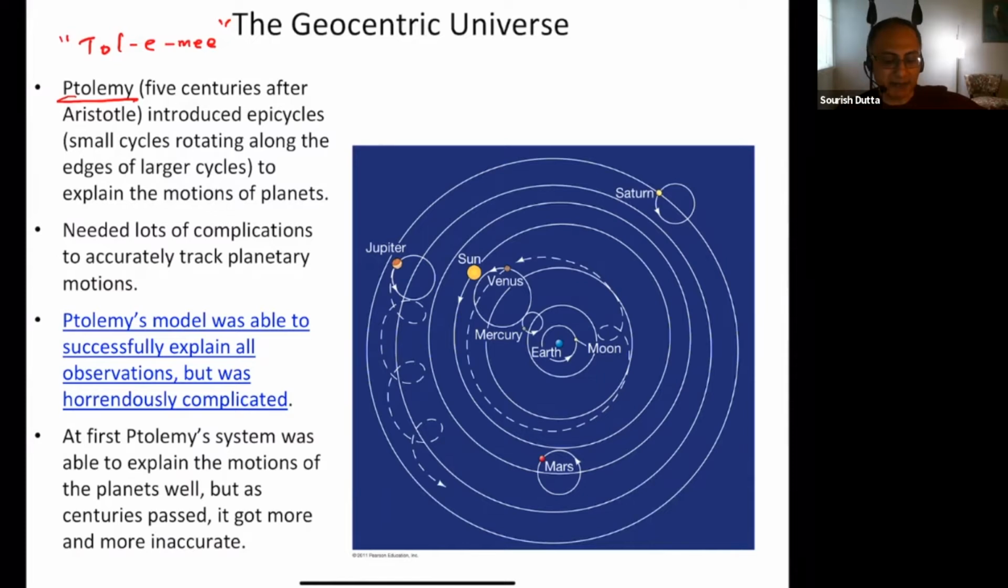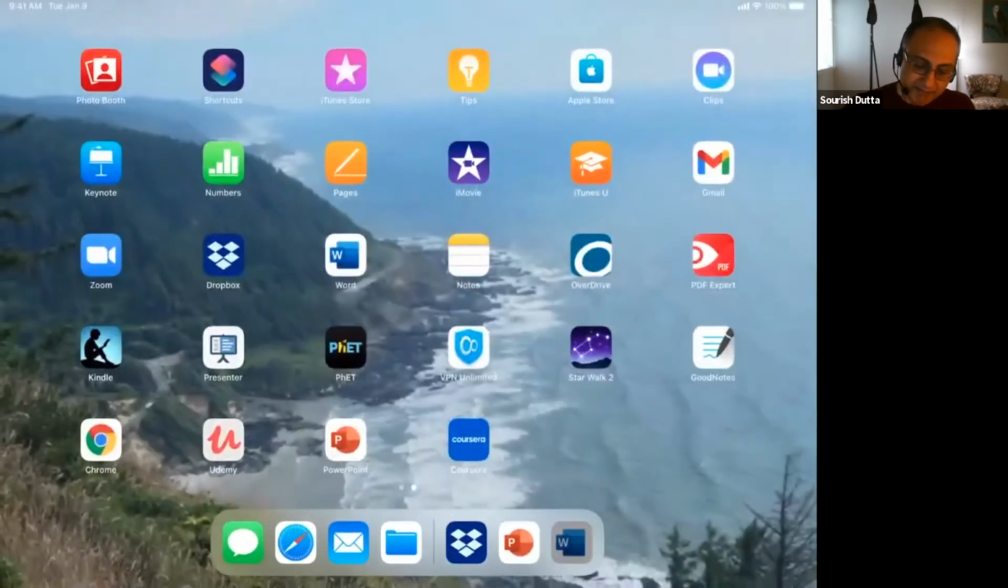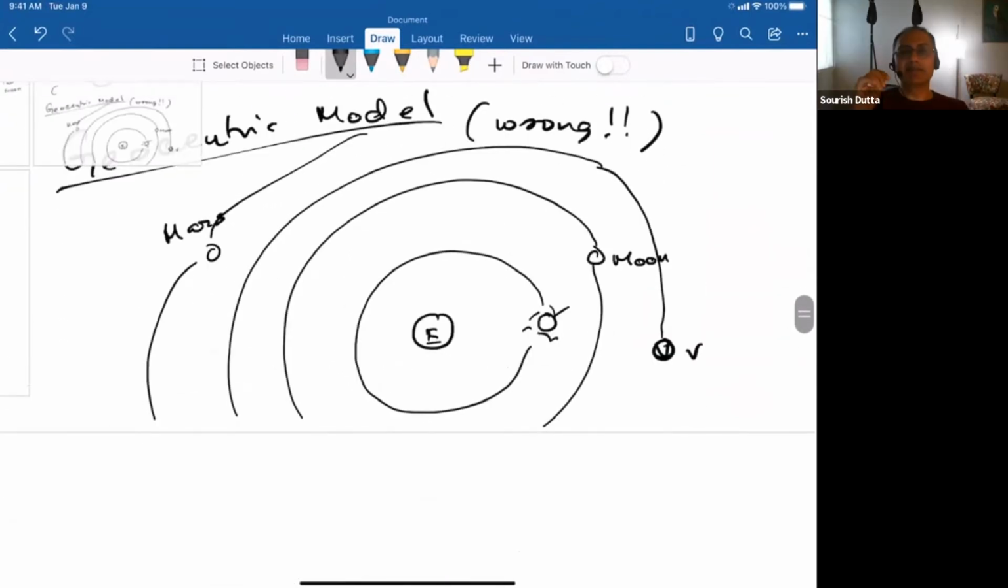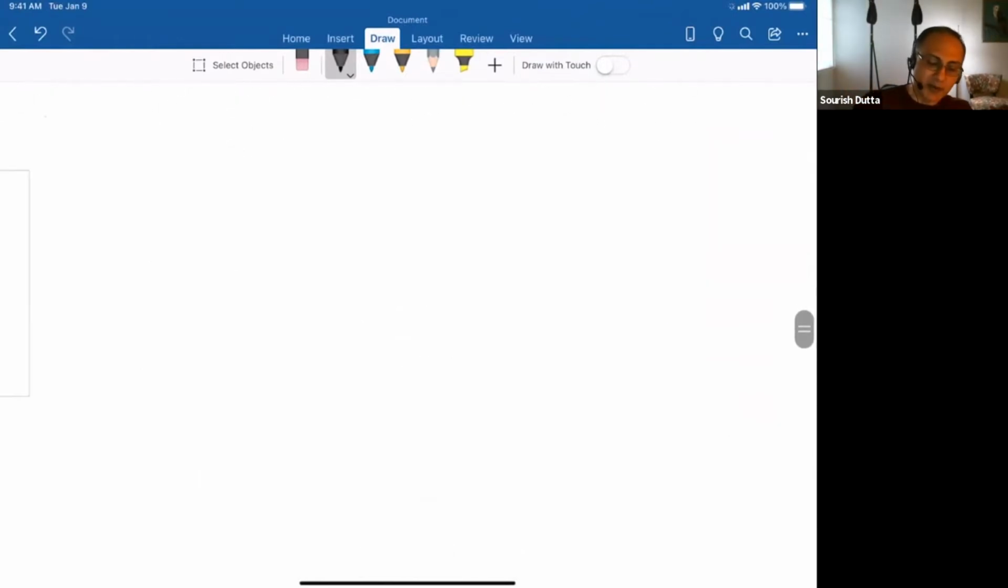So Ptolemy came up with what he thought was an improvement to the geocentric model. So he said that instead of the Earth being at the center and all the planets and the sun and the moon orbiting the Earth in perfect circles, maybe what they're doing is a little more complicated. So the Earth is still at the center. So the Ptolemaic model is still the geocentric model. But Ptolemy said, and I'll just take one example, let's say Jupiter.